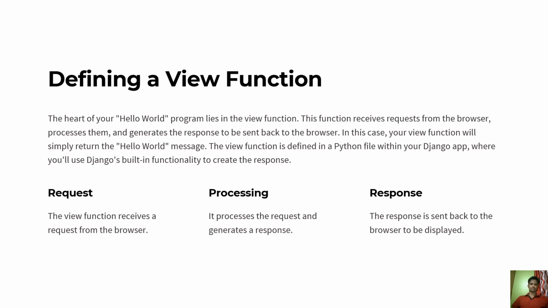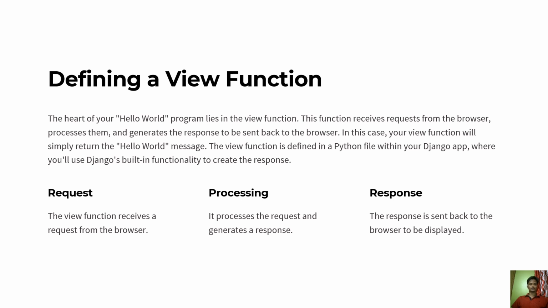Defining view functions. The heart of your Hello World program lies in the view function. These functions receive requests from the browser, process them, and generate the response to be sent back to the browser. In this case, your view function will simply return the Hello World message. The view function is defined in a Python file within your Django app, where you will use Django's built-in functionality to create the response.